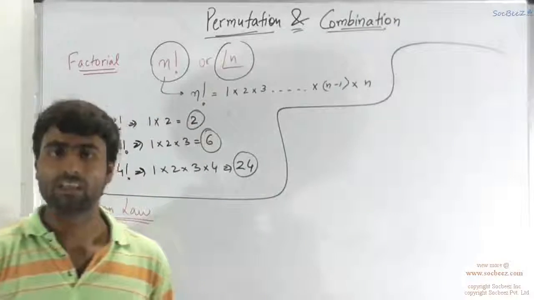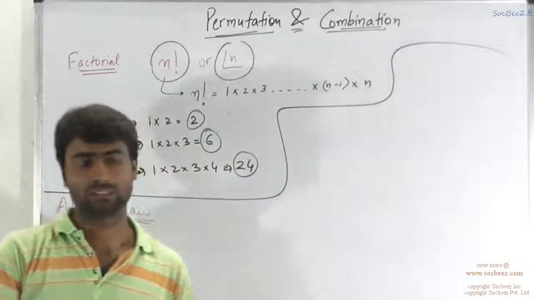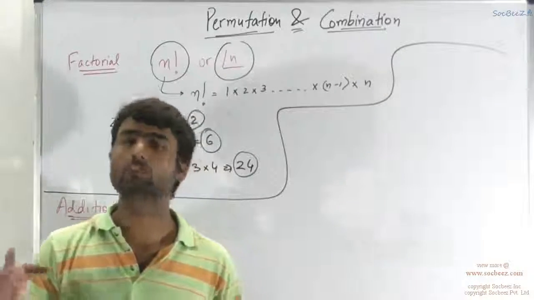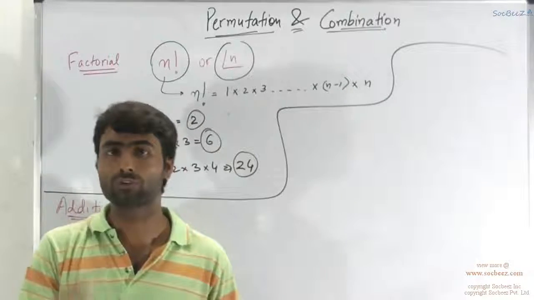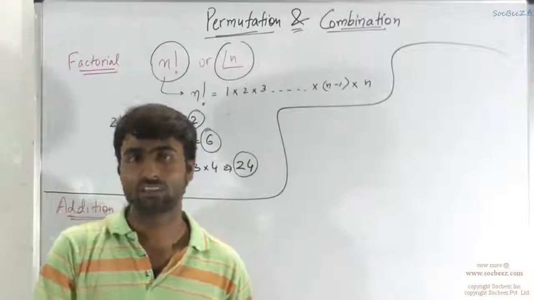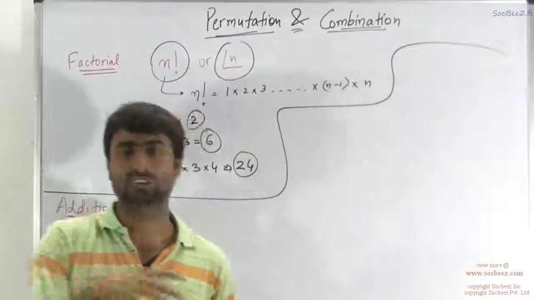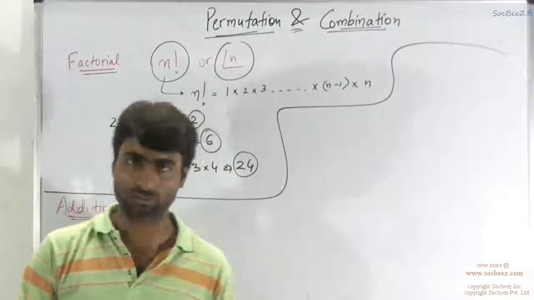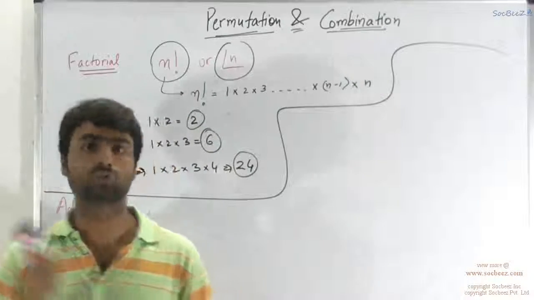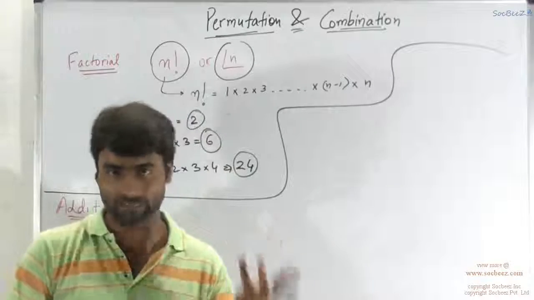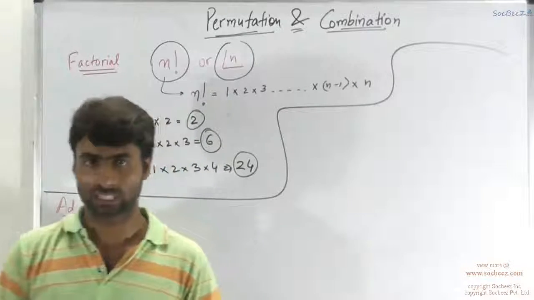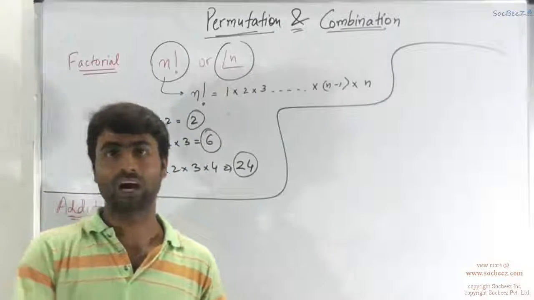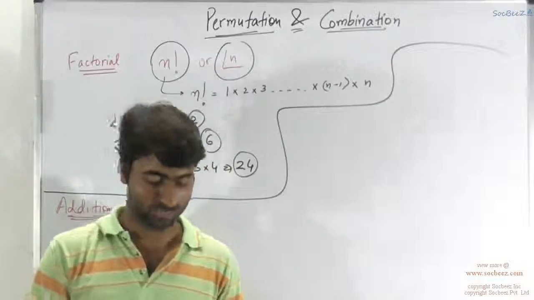The addition law says that if you have, say, 5 ways to do one thing and 3 ways to do another thing, and you have to do either the first or the second, then you have 8 ways to do it. If you choose the first, you have 5 cases, and if you choose the second, you have 3 cases. So if you have to do any one of the two, you have 8 possibilities. That is 5 plus 3.